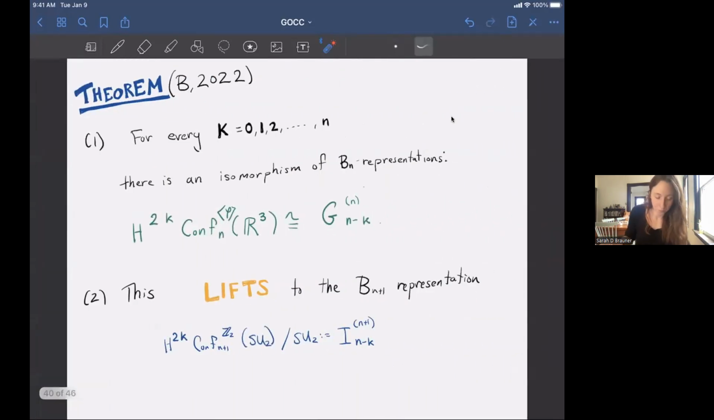Okay, and so the theorem is that for every k where I have one of these representations, or where this cohomology ring is non-zero, I have a representation isomorphism between each piece of the cohomology of this orbit configuration space and each representation coming from those idempotents in the Mantaci-Reutenauer algebra. Then this representation of B_n lifts to a B_{n+1} representation, which is described by the pieces of the cohomology of this quotient Z2 orbit configuration space.